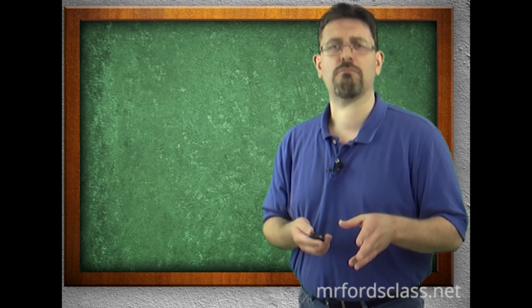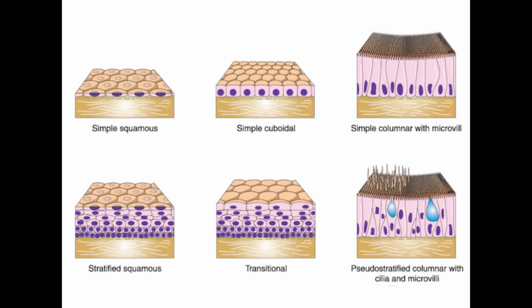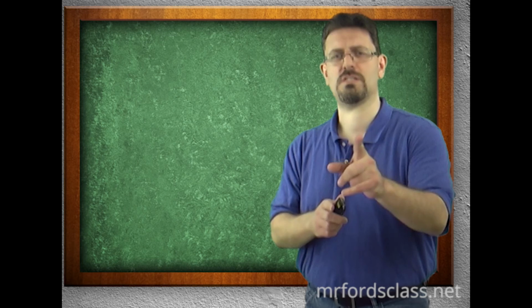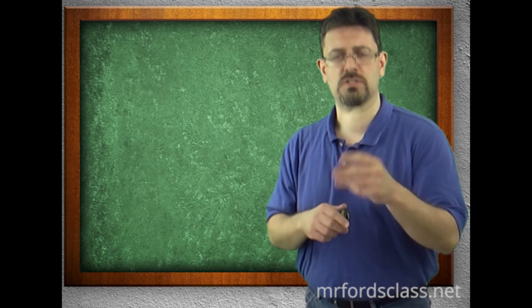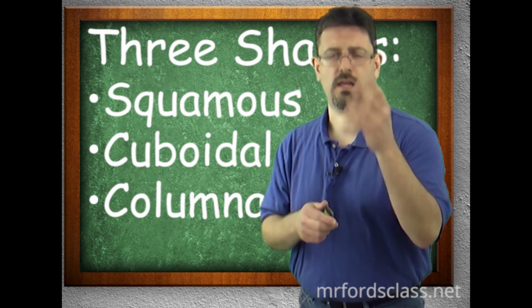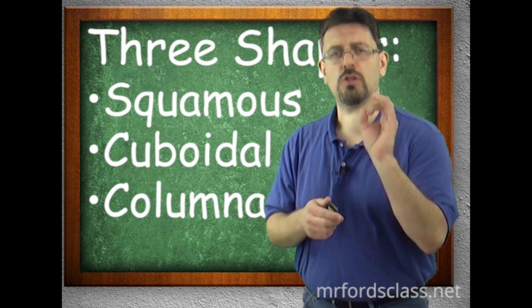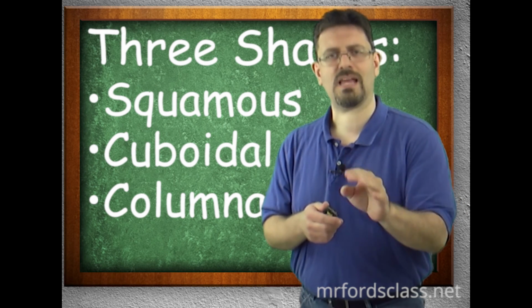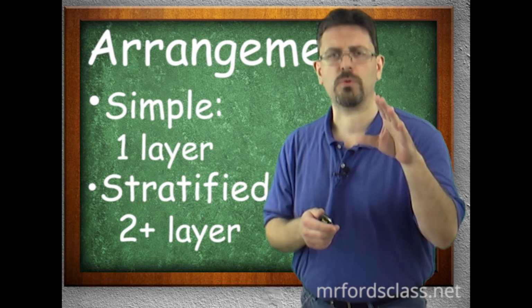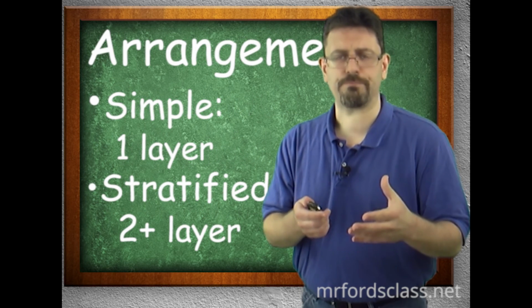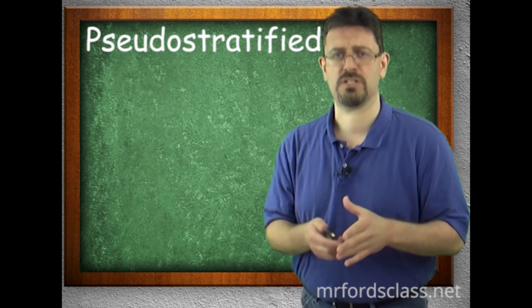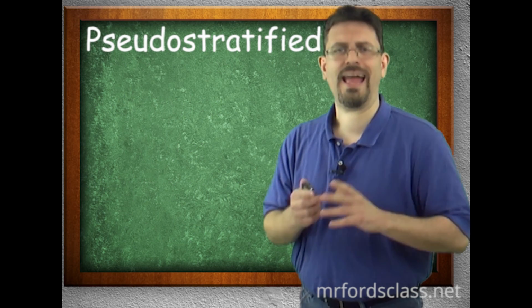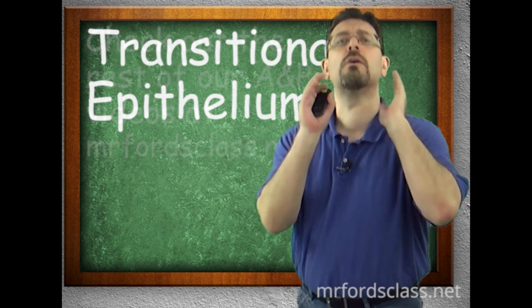I'm going to throw up a graphic real quick. Here is a general picture of some of the different types of epithelial tissue that you can see. So once again, I'm going to let you go to the bathroom in just a second. You have shapes: squash, cube, and columnar, right? You have squamous, cuboidal, columnar. Then it can be one layer, simple, or multiple layers, which would be stratified. You have pseudostratified, which is a fake stratification, and you have transitional. Okay, that's it. Go to the bathroom.